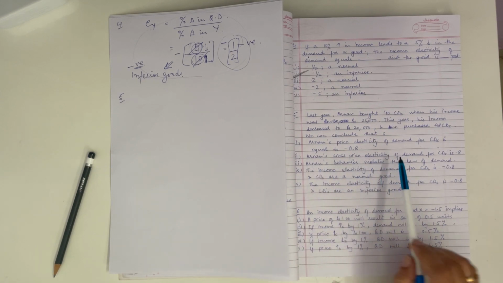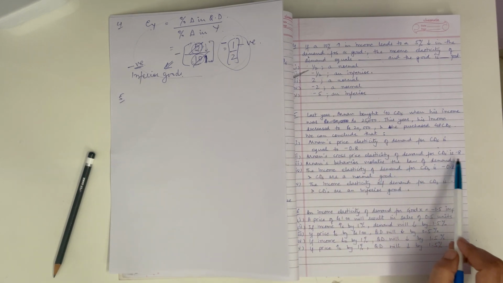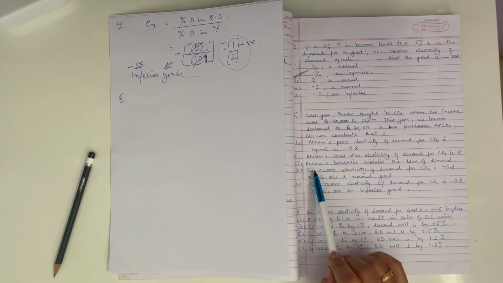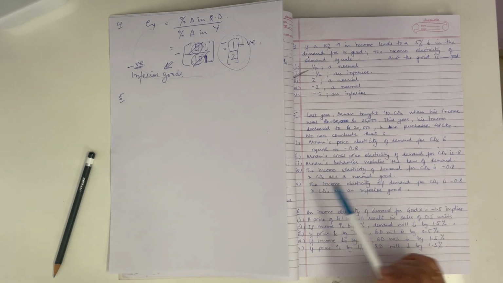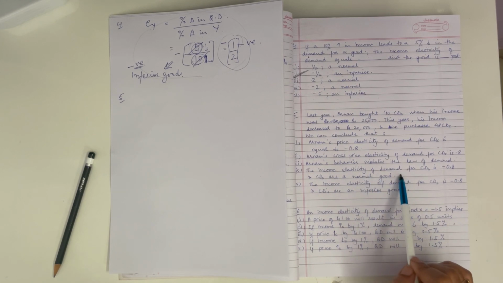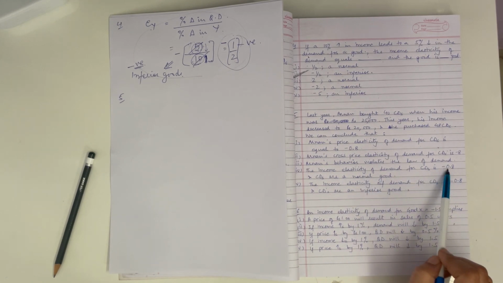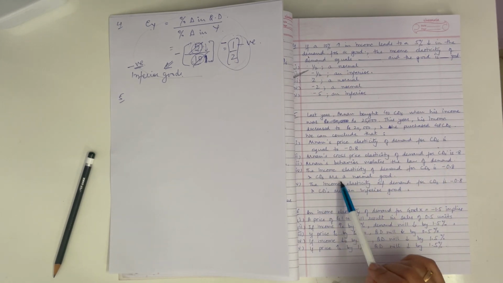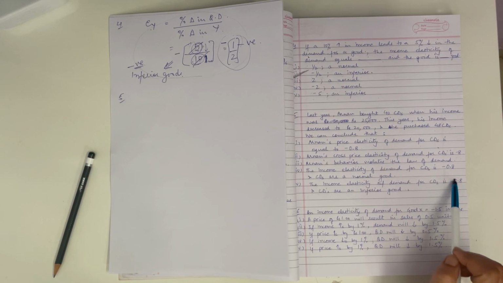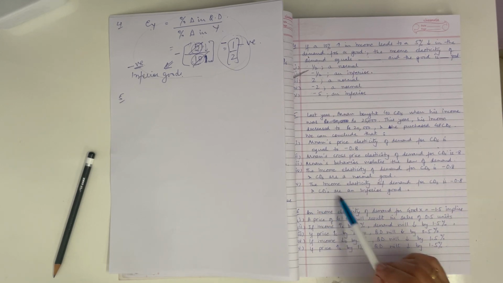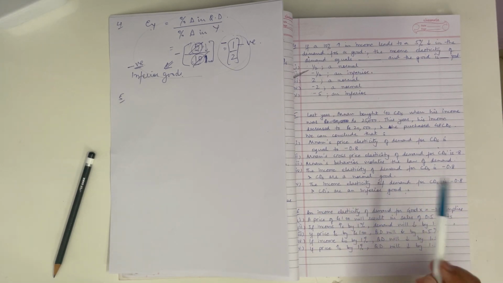Arnav's cross price elasticity of demand for CDs is minus 8. Arnav's behavior violates the law of demand. The income elasticity of demand for CDs is minus 0.8 and CDs are a normal good. The income elasticity of demand for CDs is minus 0.8 and CDs are an inferior good.